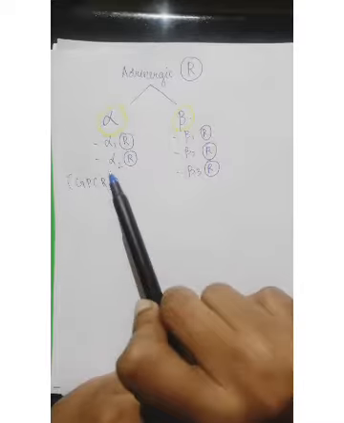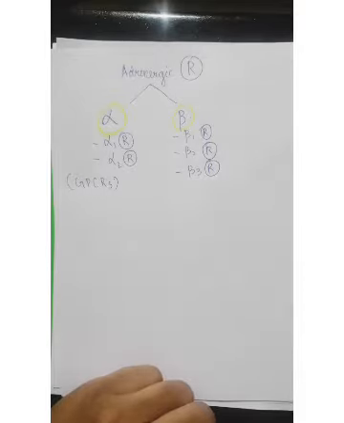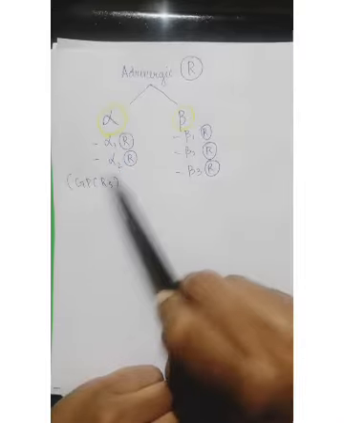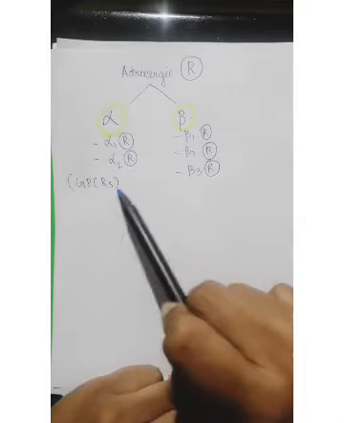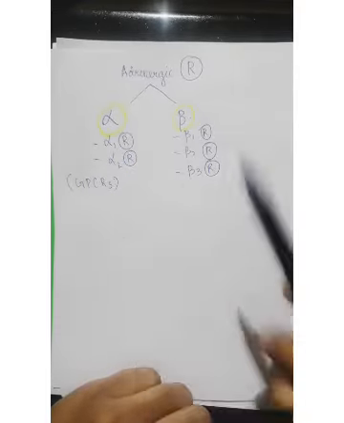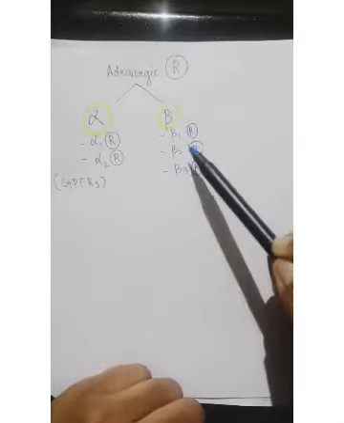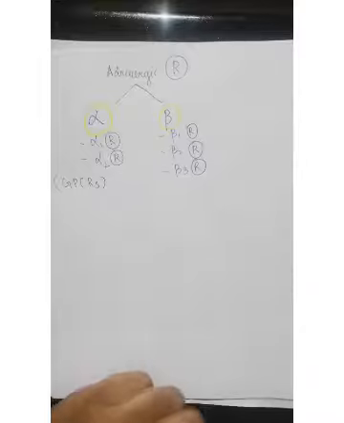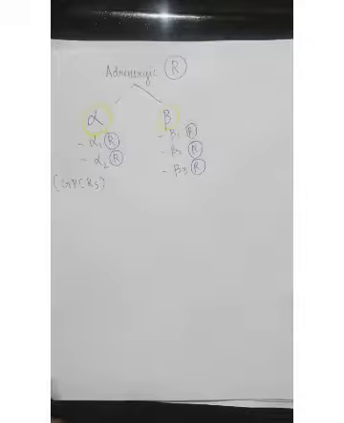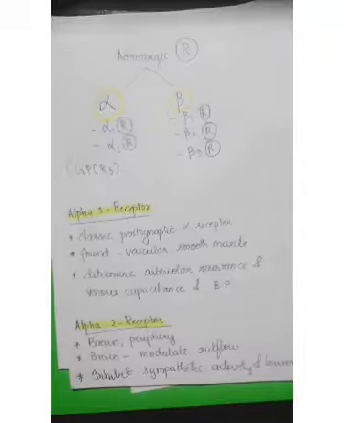Alpha receptors are divided into two: alpha 1 receptors and alpha 2 receptors. These are G protein coupled receptors, or GPCRs, which we have earlier discussed. Beta receptors are divided into three: beta 1, beta 2, and beta 3 adrenergic receptors. Now let's discuss the location and function of alpha receptors as well as beta receptors.